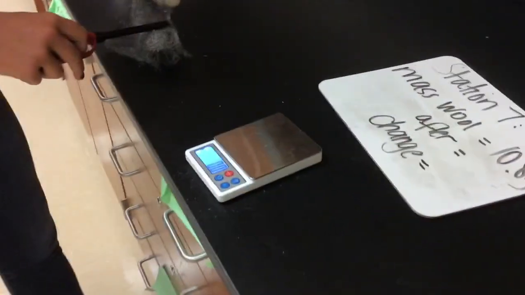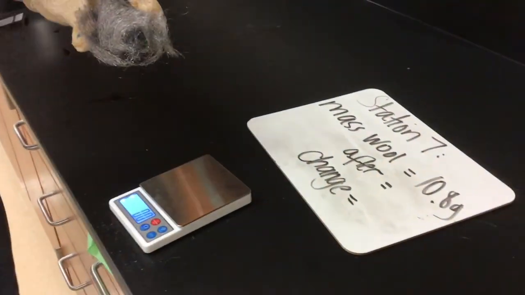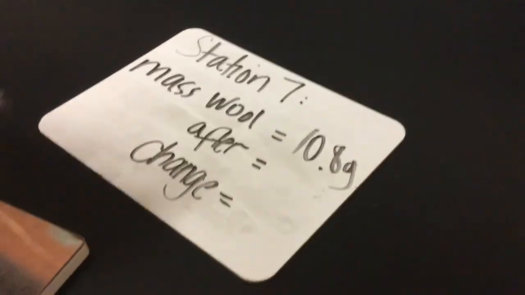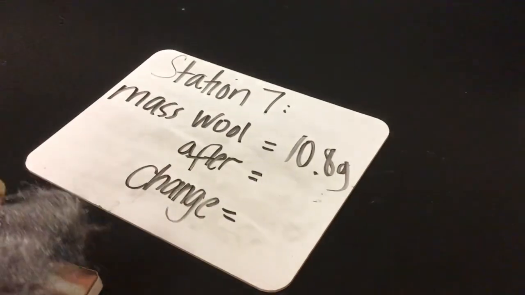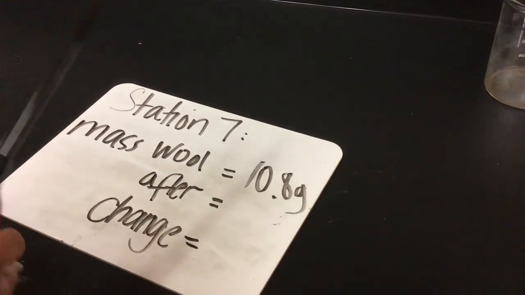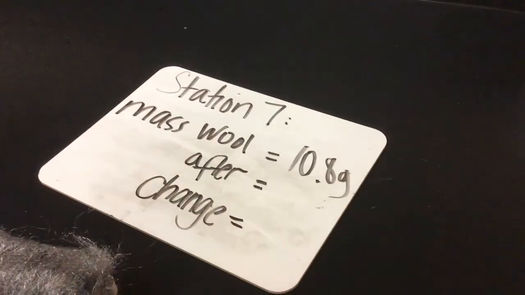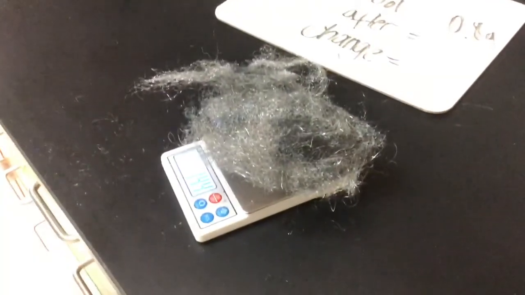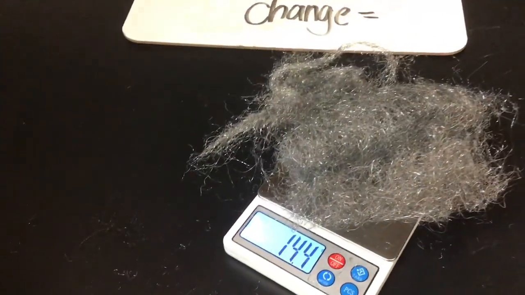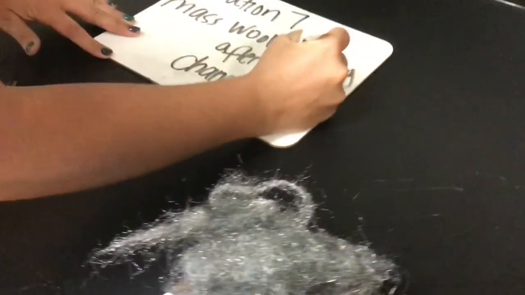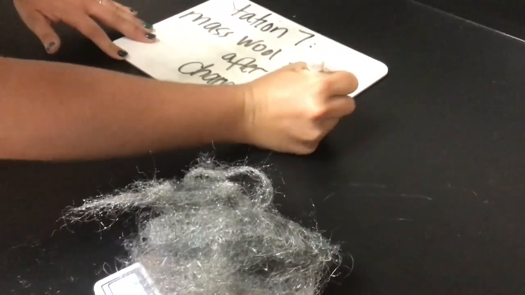Okay? So, I want you to make some predictions. Do you think it's going to be greater than, less than, or equal to 10.8, based on your observations that you saw? Okay, so we just put it back onto the balance, and notice now that after it's 14.4. Who said that it was going to be greater than? Why do you suppose that is?